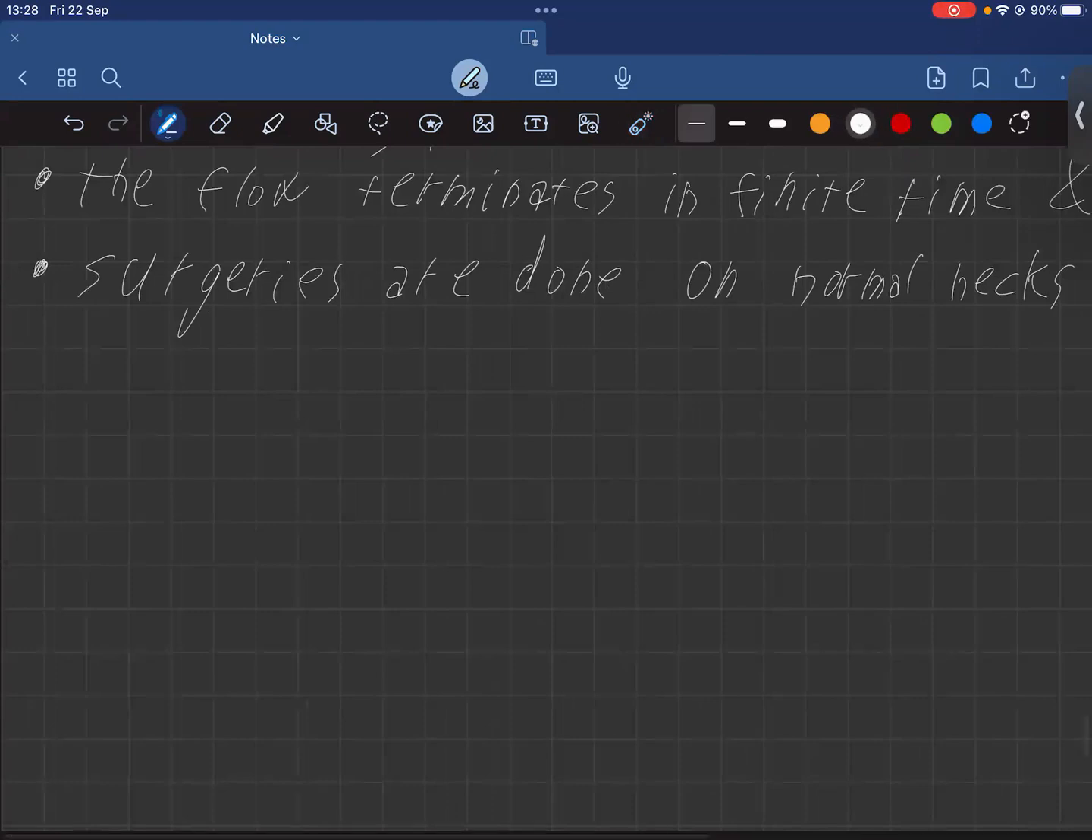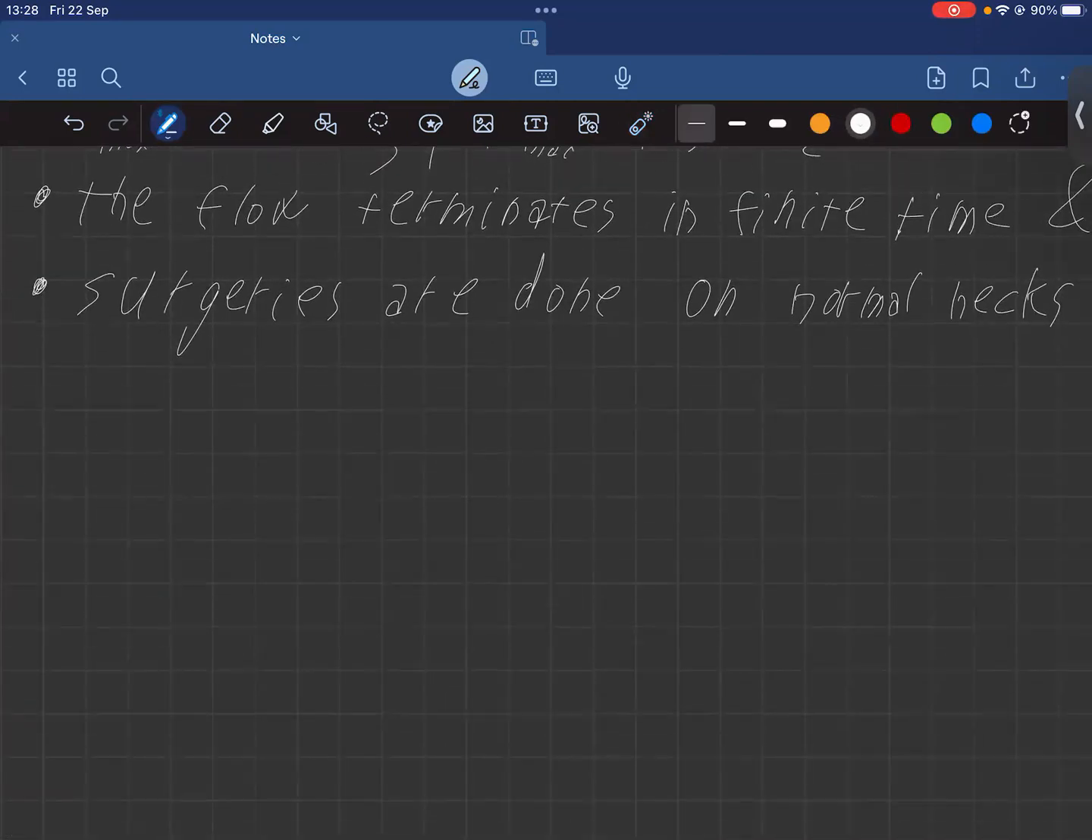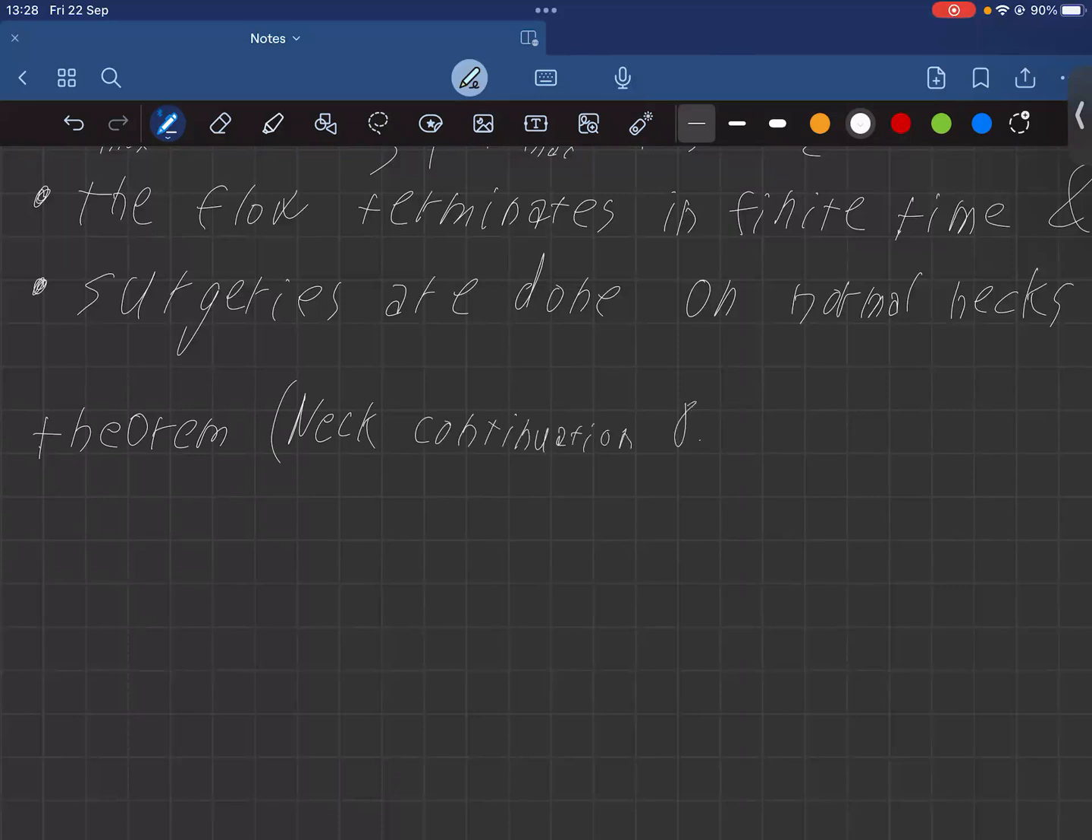Okay. So I'm actually going to state one more lemma before I get into the proof sketch, maybe I'll denote it theorem. It can be called something like neck continuation, which is 8.2.